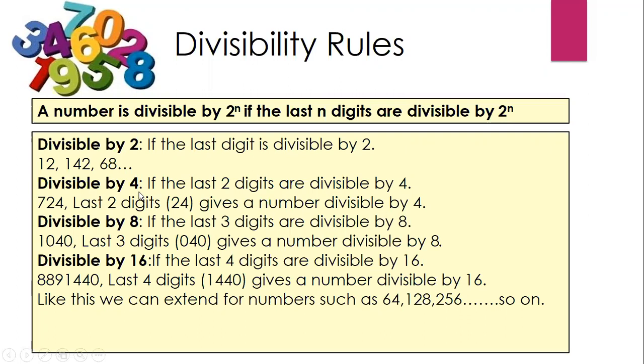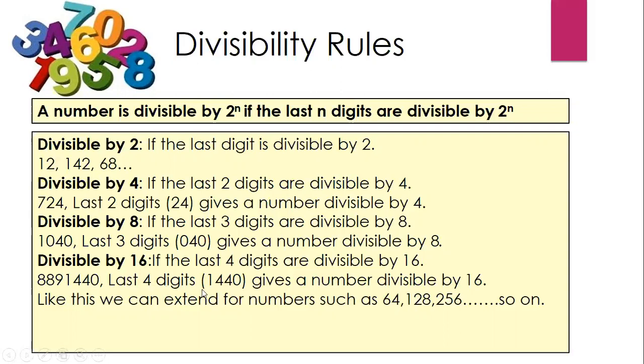For 4, we need to check the last two digits. If the last two digits are divisible by 4, then the whole number will be divisible by 4. The divisibility rule for 8 is to check the last three digits. If the last three digits are divisible by 8, then the whole number will be divisible by 8. For 16, it will be the last four digits.